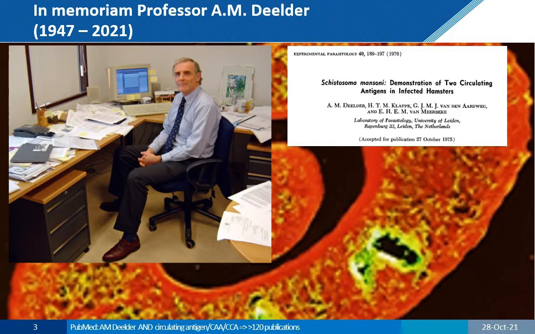His first publication about CCA and CAA was in 1976, and this was followed by more than 120 PubMed-cited papers about these antigens with his name on it. Why did he explore already in the 1970s and 80s alternative markers for active schistosome infection?